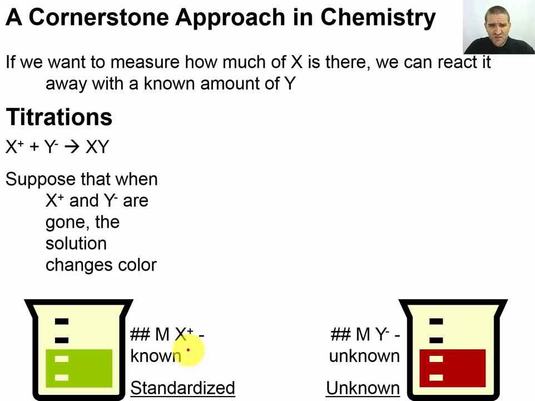But for the moment, we'll just say, for lots of experimental reasons, we've picked what we're going to use as X plus carefully, and this solution is well standardized. We know this concentration really, really well. However, we don't know the concentration of Y in this solution over here. It's our unknown. So what can we do there? Well, since we do know a balanced chemical equation, we can take some of this standard solution and put it up here in a burette.